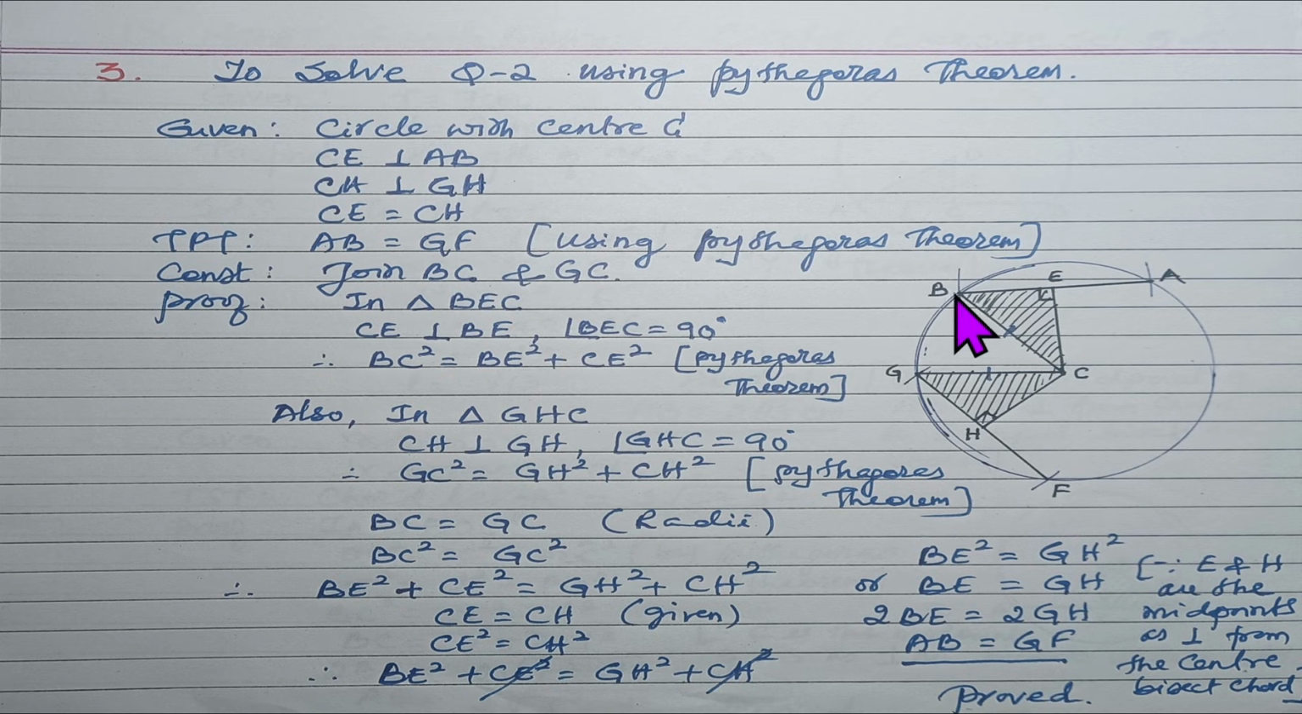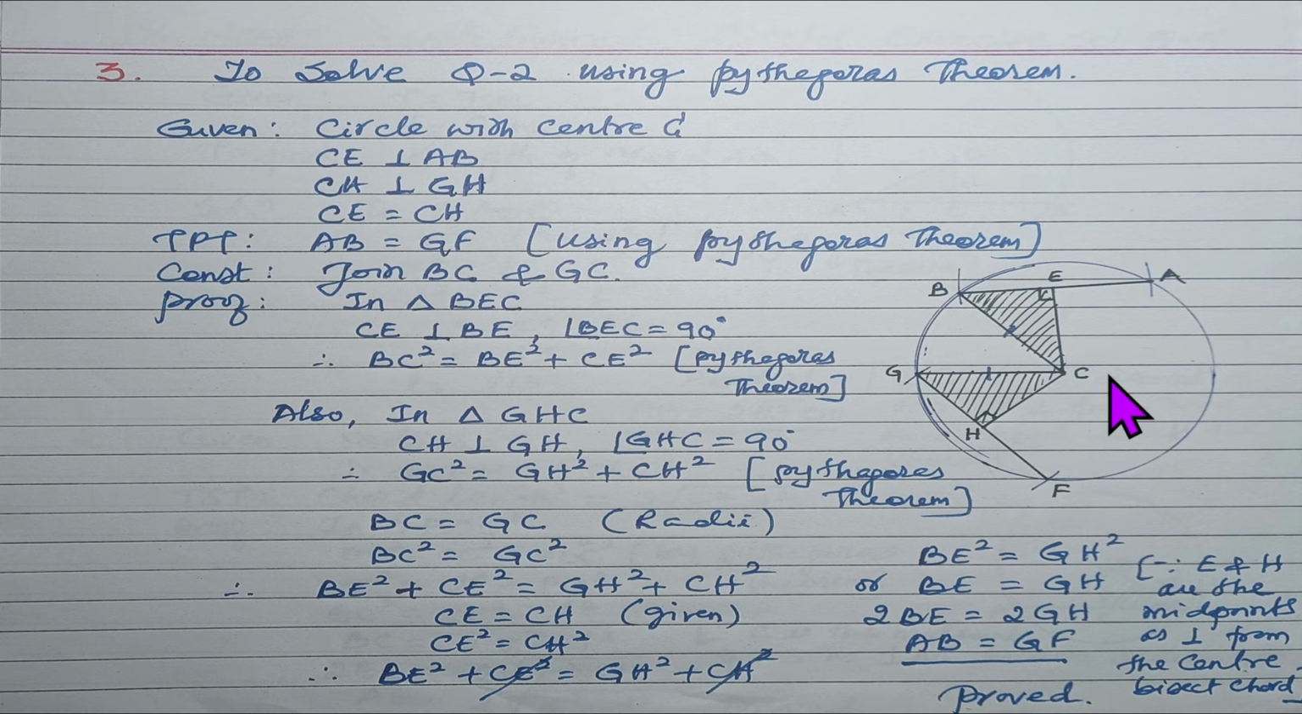Now we will do one thing. We will join BC and GC. When we join BC and GC, we get two triangles, the triangle GCH and triangle BEC. In these two triangles, by applying Pythagoras theorem, BC square is equal to BE square plus CE square. So that is the first equation by Pythagoras theorem.